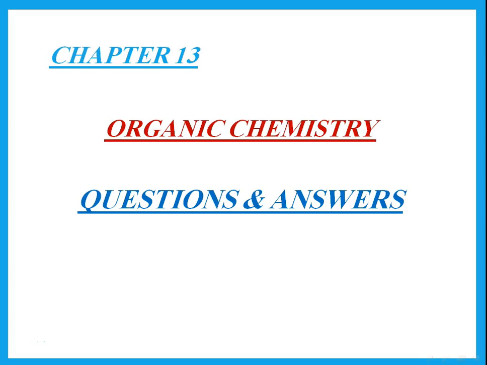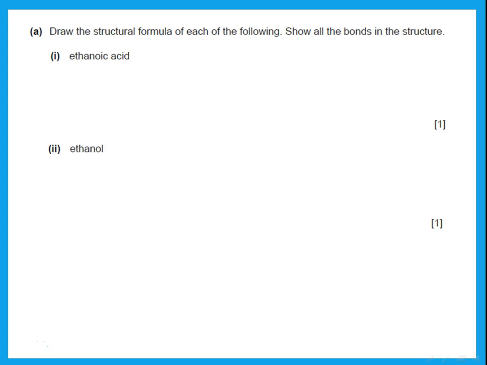Okay, hello again. This is the questions and answers on organic chemistry. So let's take a look at the first question. The first question says, draw the structural formula of each of the following. Show all the bonds. So remember, when he says show all the bonds, you have to show all the bonds between the atoms. So we want to draw ethanoic acid.